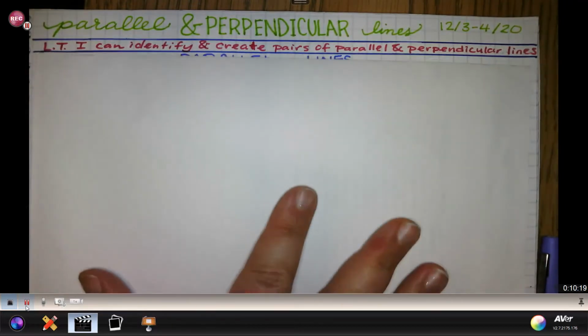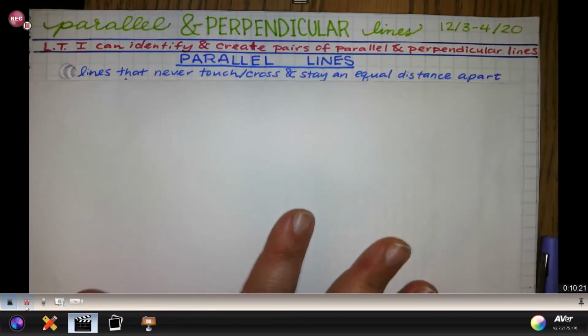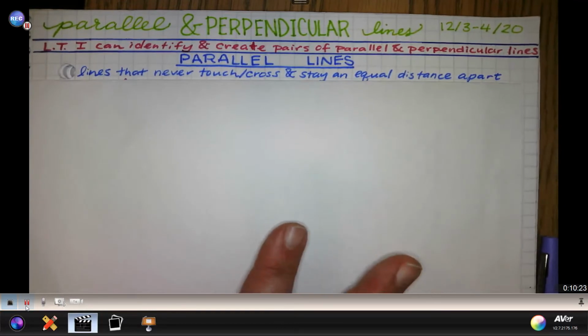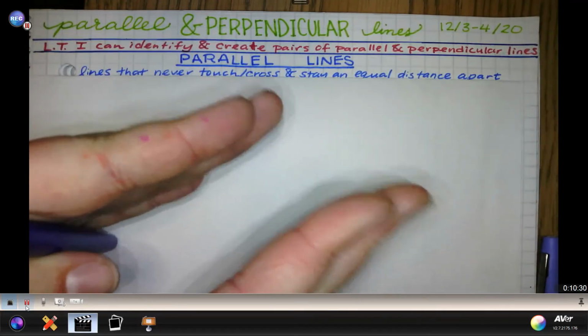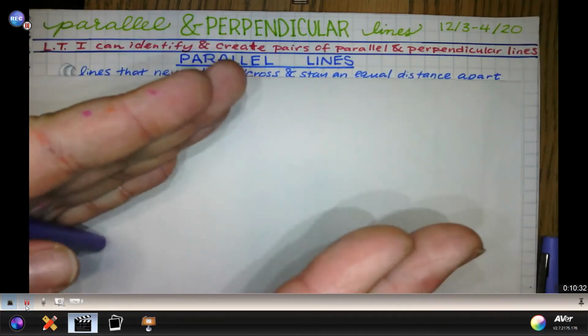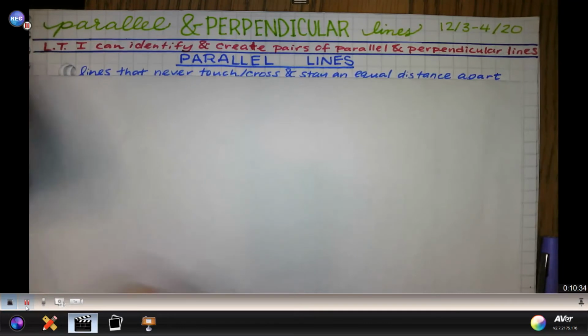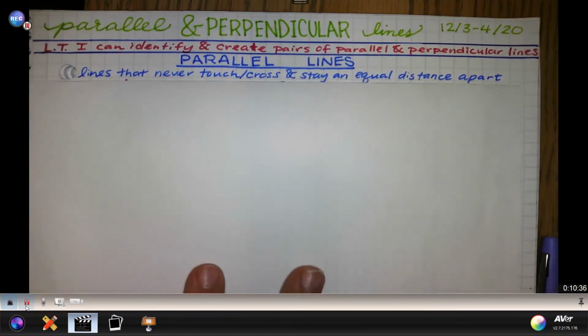Okay, so we'll start with parallel lines. These are lines that never touch or cross, and they stay equal distance apart at all times. Okay, so they just run parallel to each other. They aren't even angled at all next to each other. No matter where you are, the two lines will always be the same distance apart.